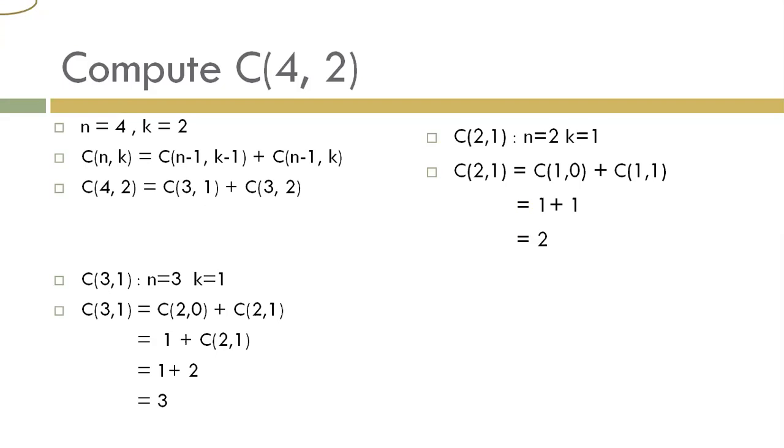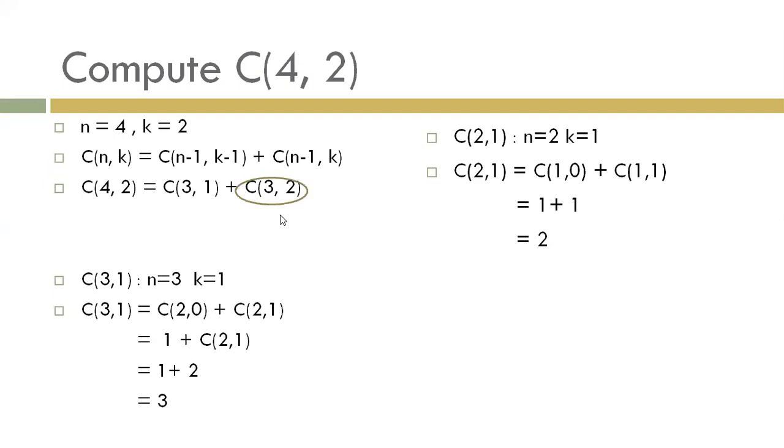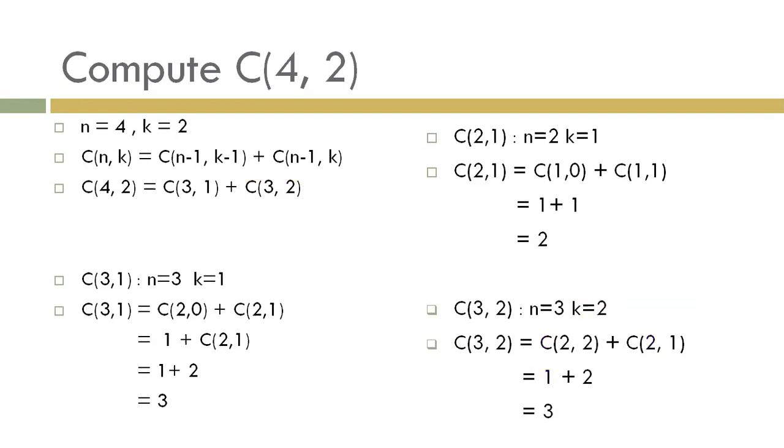Now let us start calculating another term. The term that is left is C of 3 comma 2. So C of 3 comma 2 is calculated with n equal to 3 and k equal to 2. So C of 3 comma 2 is equal to C of 2 comma 1 plus C of 2 comma 2. We know that C of n comma n is equal to 1 and C of 2 comma 1 was already calculated in our previous step, which resulted in 2. So this becomes 1 plus 2, which is equal to 3.